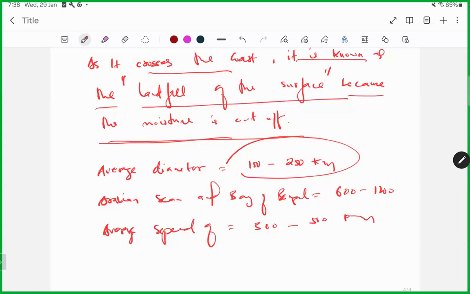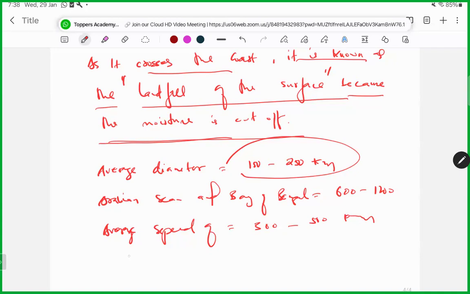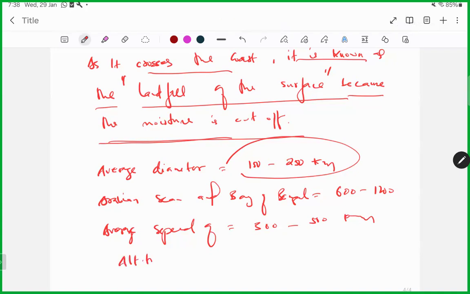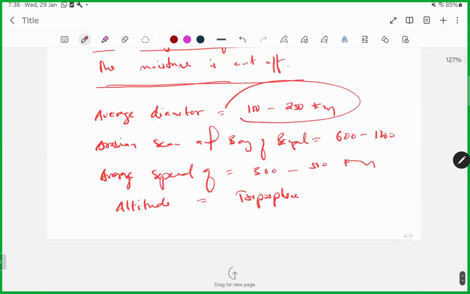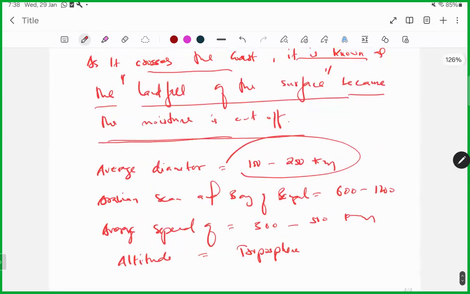It extends up to the troposphere in altitude. As the warm air moves higher, the temperature decreases, hence the warm air gets cooled and then descends. This causes the storm. So this is the thing about tropical cyclones.